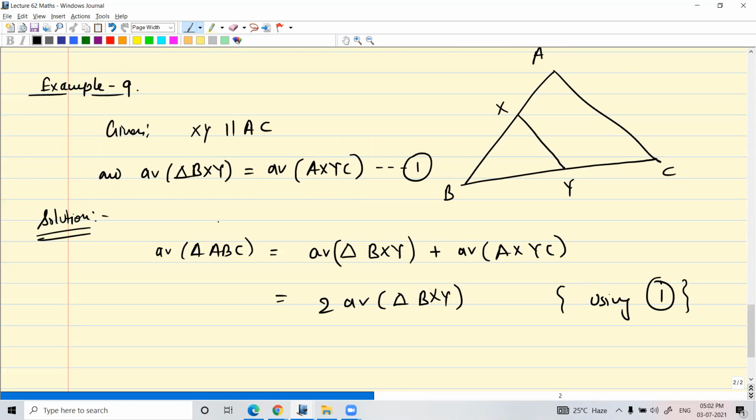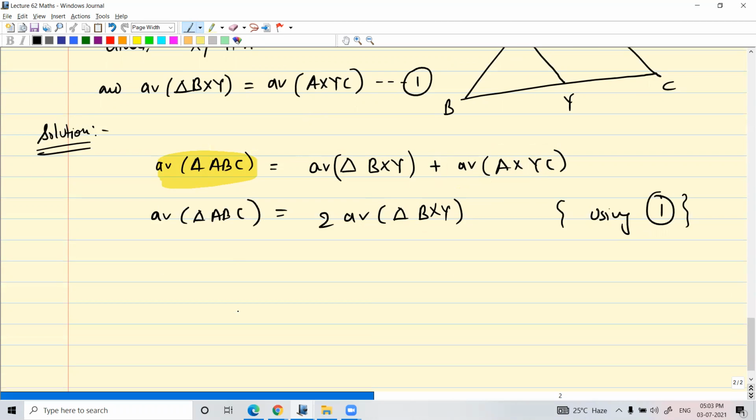Guys, are you following this? Full triangle ABC will be equal to area of this plus area of this quadrilateral, right? But we know that this is equal to this. So instead of writing it as equal, I will write it as 2 times BXY, this area. And from that, I can get the ratio of the two triangles. So I can write area of triangle ABC is equal to 2 times that much.